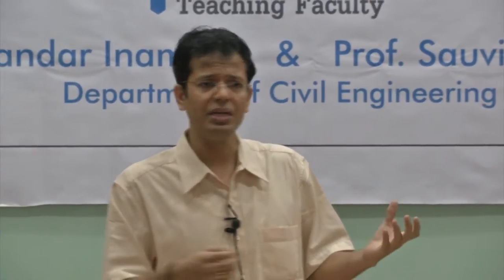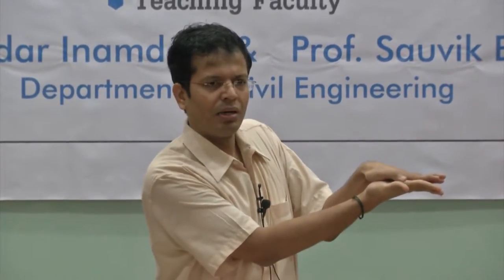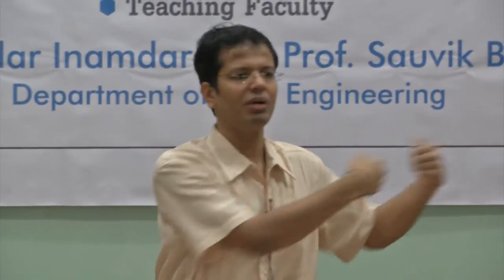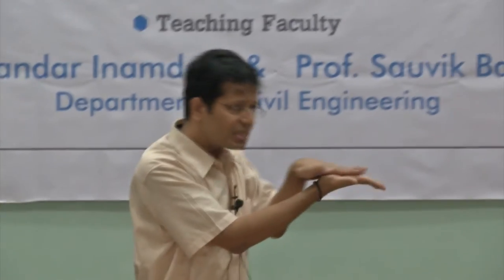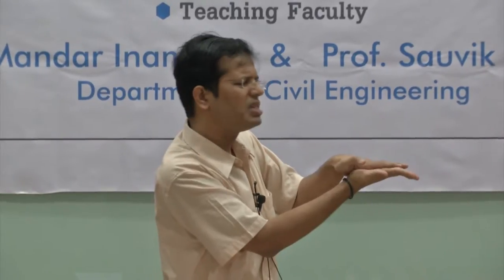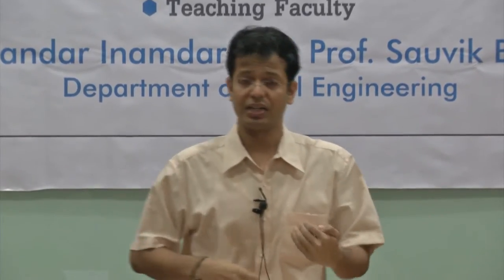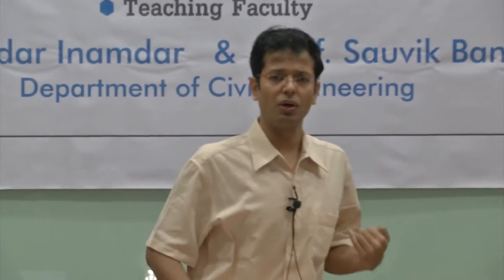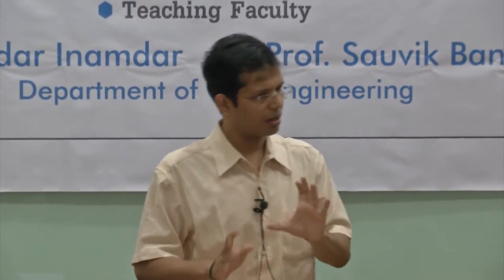When I say impending motion, it means the body just tries to move, or there is bare minimum relative sliding between the two surfaces. Then if you push even more, the body cannot take too much force. Again, I use the word impending to mean that the body is just about to slide. The body then moves into actual sliding. In that case, the law of dry friction, again let me emphasize, is not a universal law like Newton's law. There are many, many exceptions to this law. This is a simple model, and what is seen is that there are many engineering problems for which this model works reasonably well.